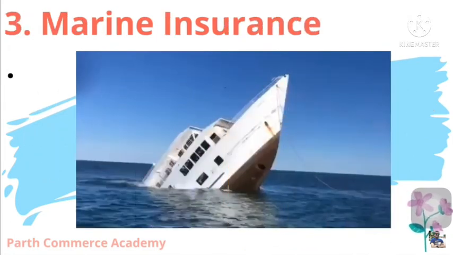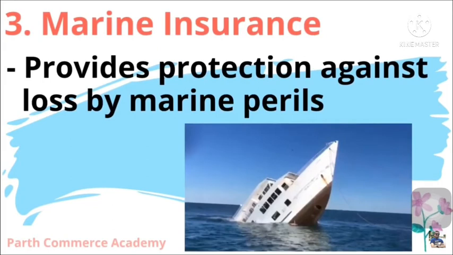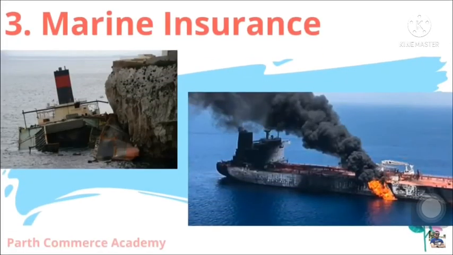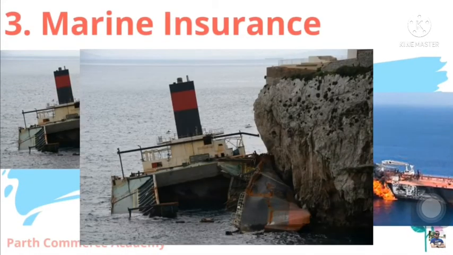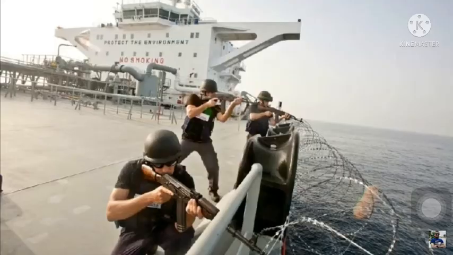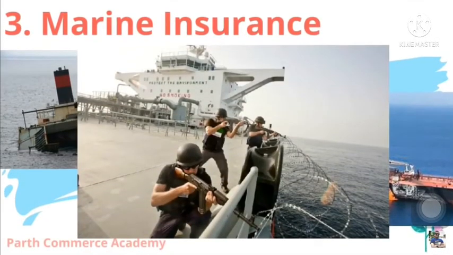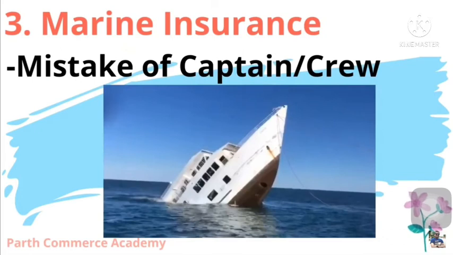Now let's see the next type of insurance, that is marine insurance. Marine insurance provides protection against loss by marine perils or perils of the sea. Marine perils include collision of a ship with rock, ship attacked by enemies or by fire, captured by pirates, or mistake of captain or crew of ship.